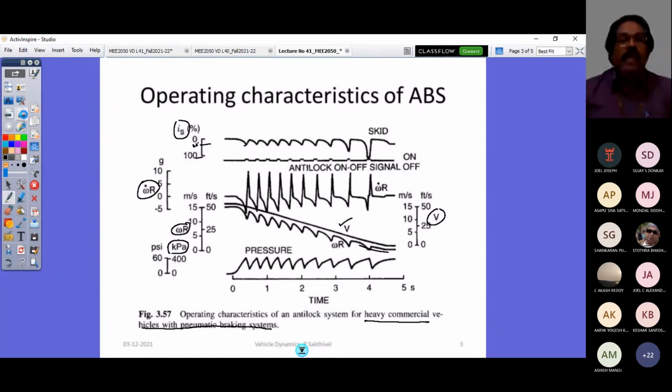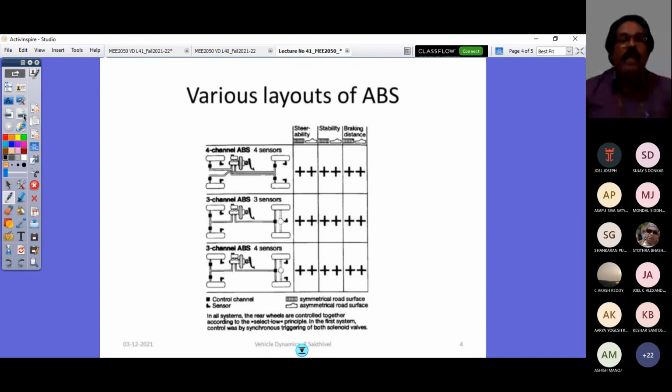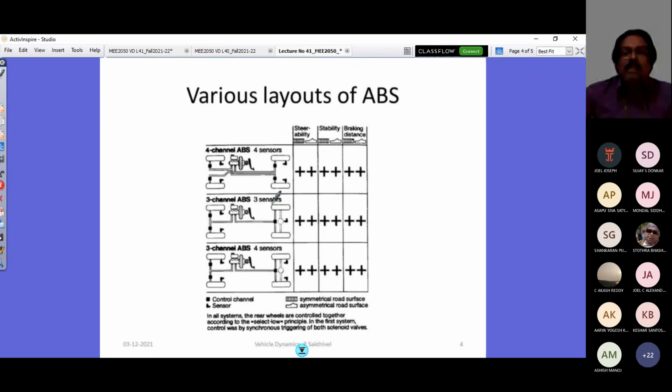And again, the last slide: there can be various layouts of ABS. You can have a 4-channel ABS 4 sensor system, or 3-channel ABS 3 sensor system, 3-channel ABS 4 sensor system, or 2-channel 2 sensor system, and so on. The requirements are steerability, stability, and braking distance, and all can be achieved by these systems. The objective of ABS is a stable state of motion during braking and complete control on steering, and at the same time you can achieve the shortest braking distance. All this can be achieved with these channels.